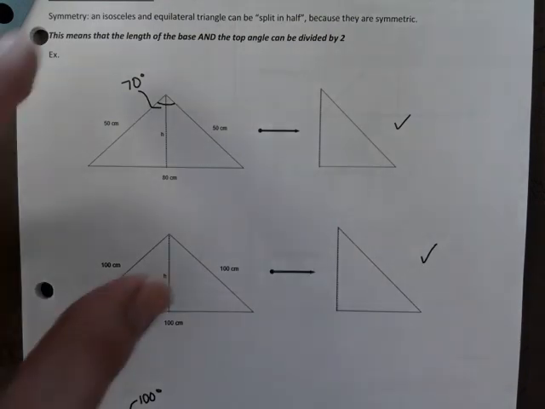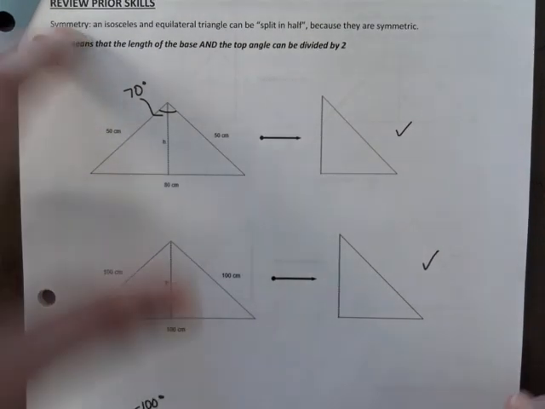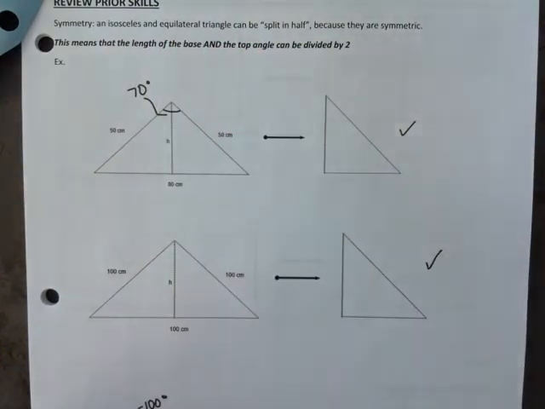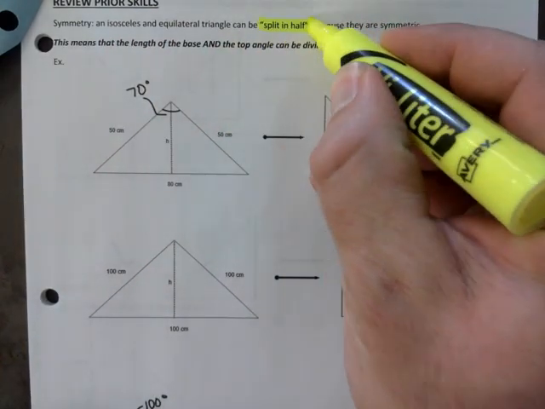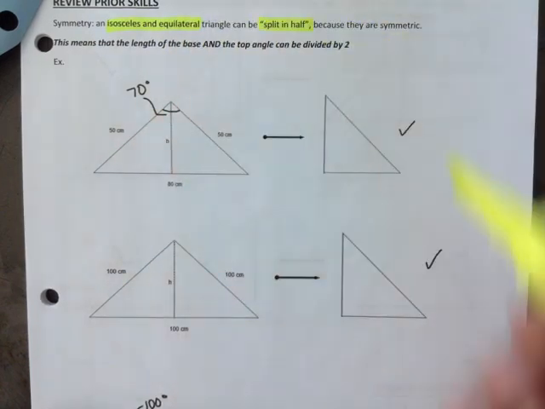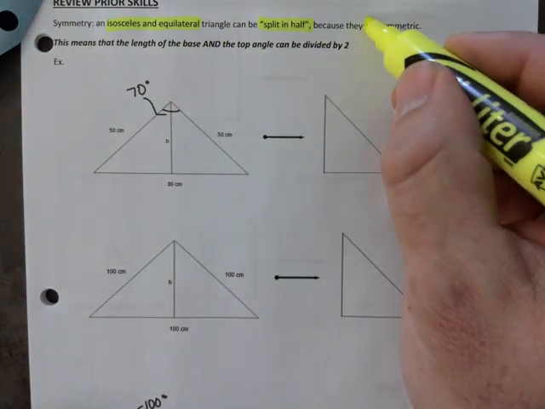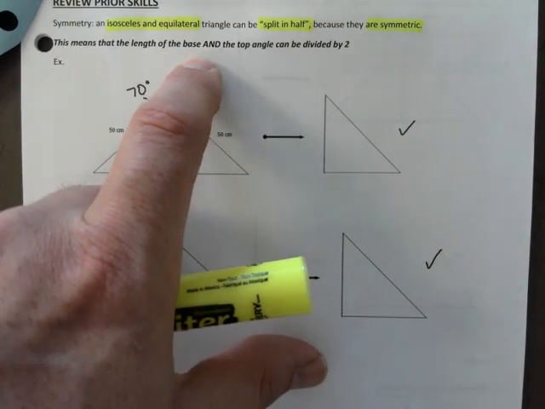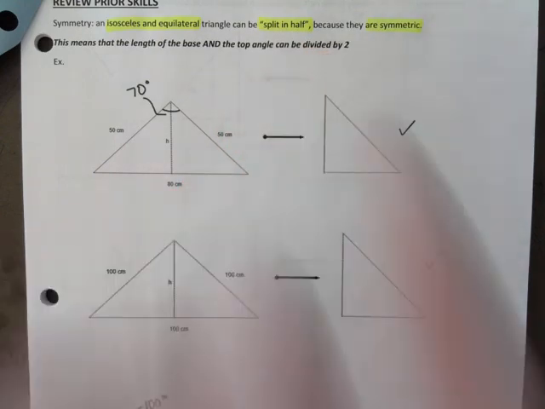Symmetry, right? First of all, you need to know what symmetry is. Isosceles and equilateral triangles can be split in half because they are symmetric. If you're able to cut something in half and get identical halves, it's symmetric. This means that the length of the base and the top angle can be divided by 2.